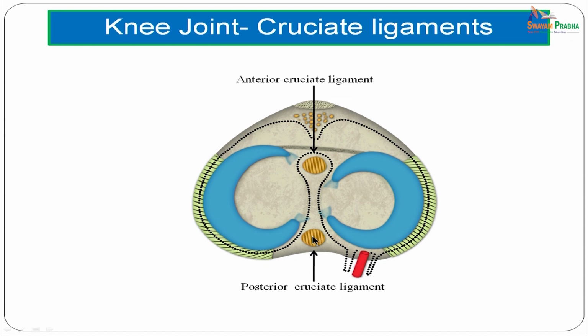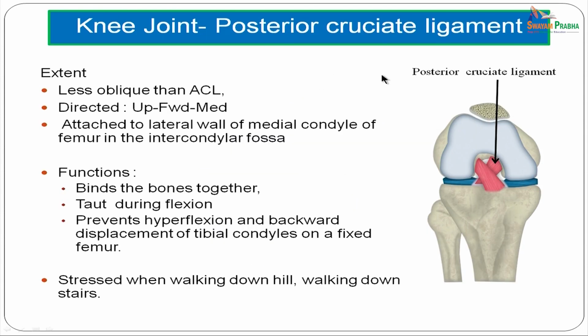It extends upwards, forwards and medially, and is attached to the medial wall of the intercondylar fossa. The posterior cruciate ligament is less oblique as compared to the anterior cruciate ligament. As I mentioned previously, it is directed upwards, forwards and medially, and is attached to the lateral wall of the medial condyle of the femur in the intercondylar fossa.